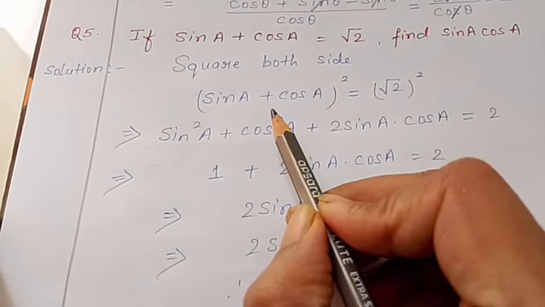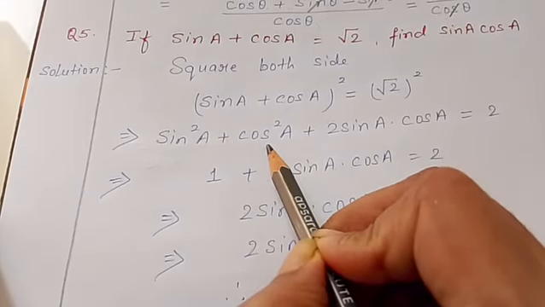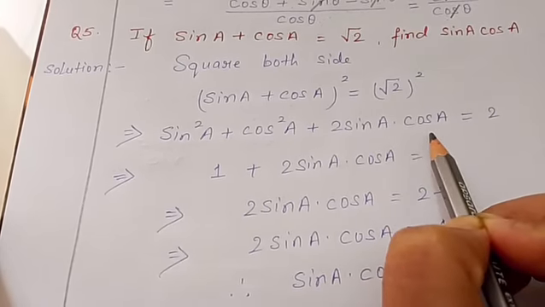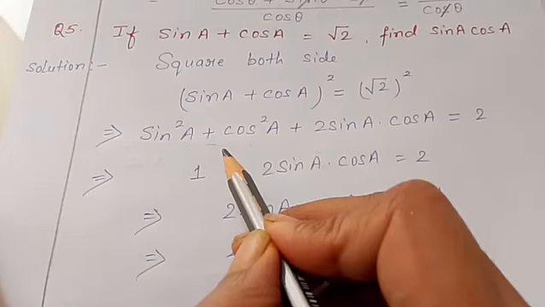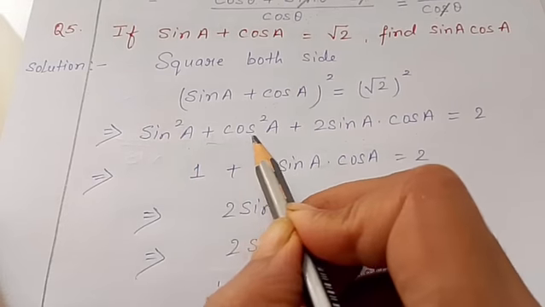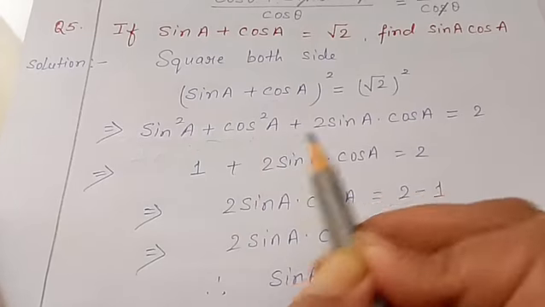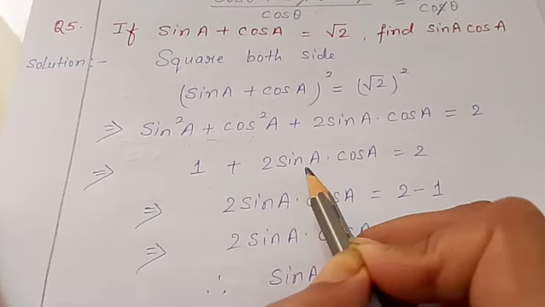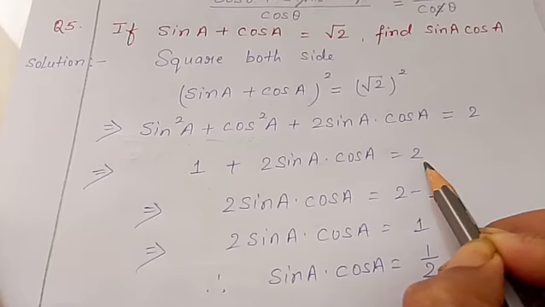Expand the left side. So we get sin square A plus cos square A plus 2 sin A into cos A is equal to 2. Use the fundamental trigonometric identity sin square A plus cos square A is equal to 1 to simplify the equation. 1 plus 2 sin A into cos A is equal to 2.